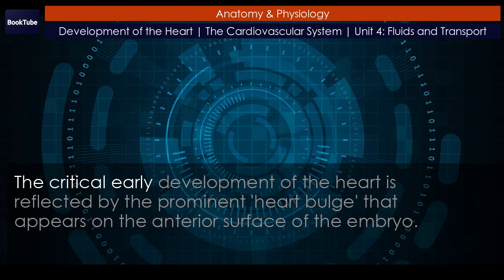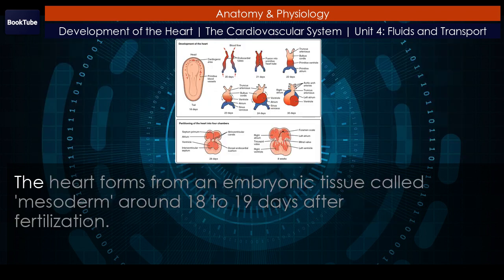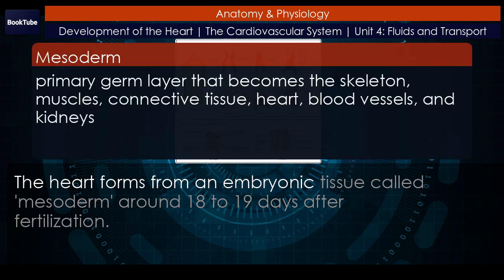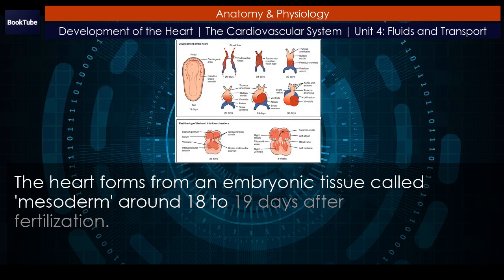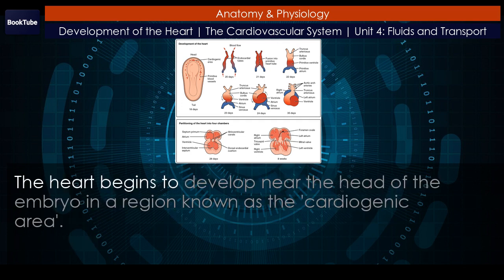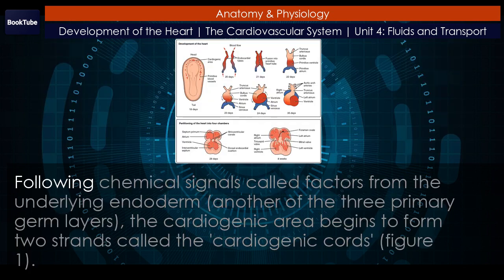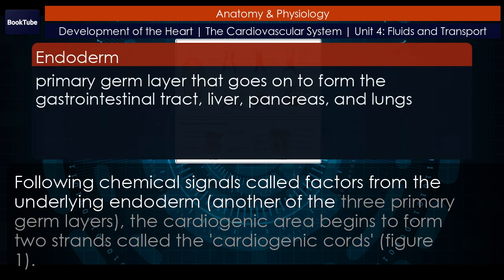The critical early development of the heart is reflected by the prominent heart bulge that appears on the anterior surface of the embryo. The heart forms from an embryonic tissue called mesoderm around 18 to 19 days after fertilization. Mesoderm is one of the 3 primary germ layers that differentiates early in development that collectively gives rise to all subsequent tissues and organs. The heart begins to develop near the head of the embryo in a region known as the cardiogenic area, following chemical signals called factors from the underlying endoderm, another of the 3 primary germ layers.